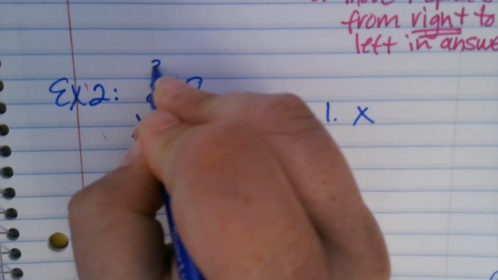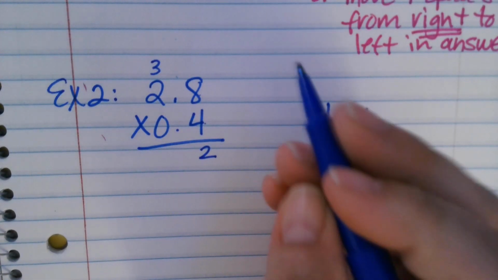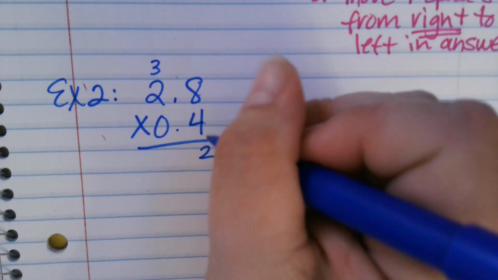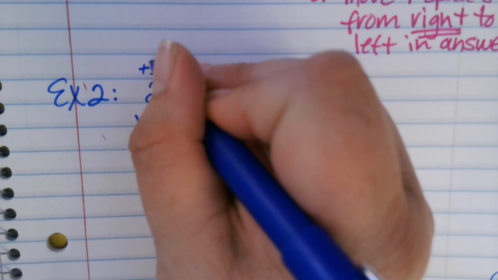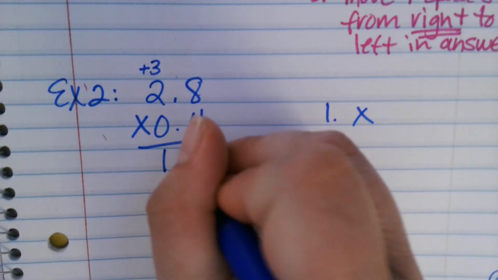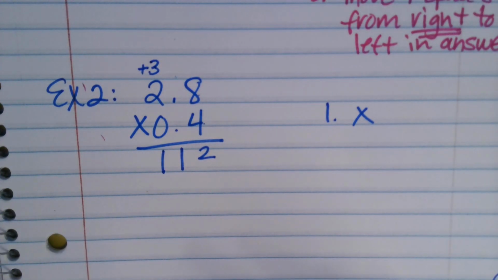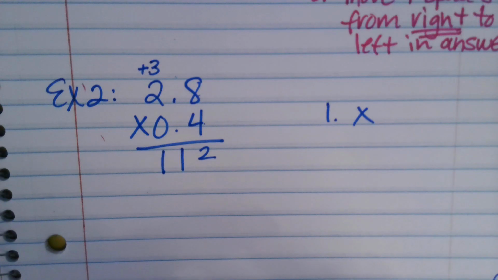4 times 8 is 32. Columbus sailed the ocean blue. 4 times 2 is 8, plus 3 is 9, 10, 11. All right, so I have 112, although that 2 is really weird. It's like a munchkin or something. Okay.